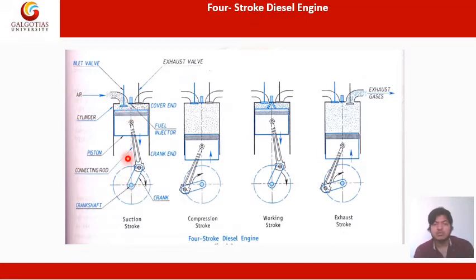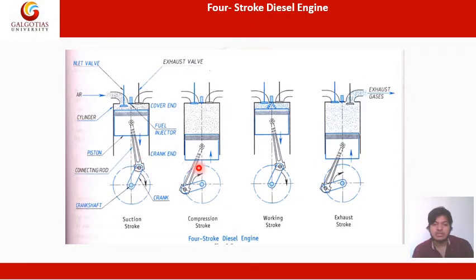So as the crank moves, it will move the piston. As the piston moves, it will create a suction pressure in this zone, so it will open the inlet valve. As soon as the inlet valve opens, the mixture of air and fuel will enter the combustion chamber, or we can say the cylinder. So this is the suction stroke.